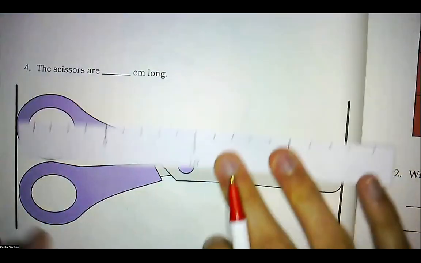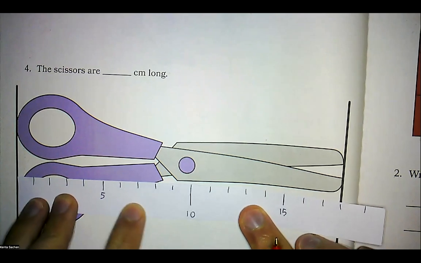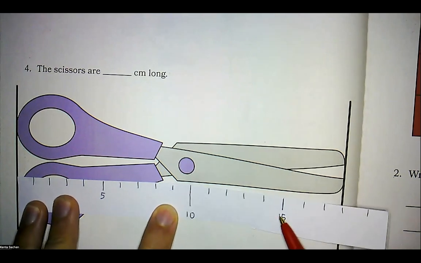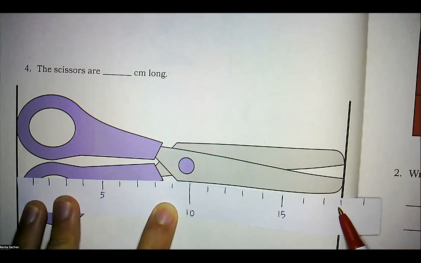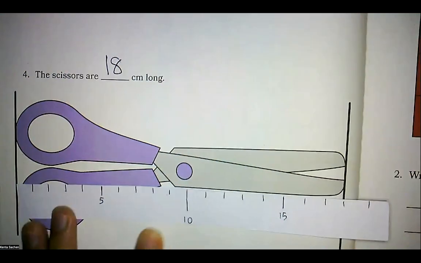How about our scissors? A little bit longer. I can start at 15, count 16, 17, 18. You should have also gotten 18 centimeters here.